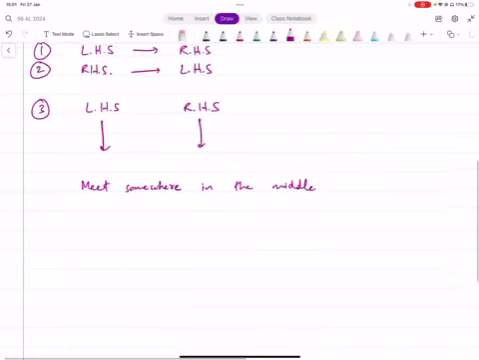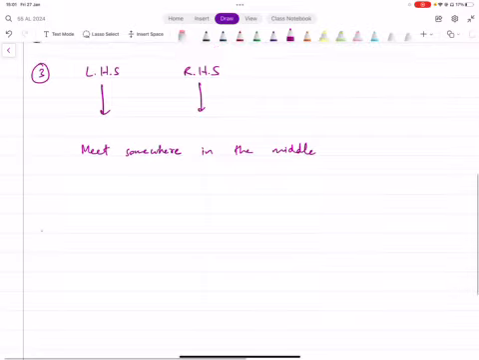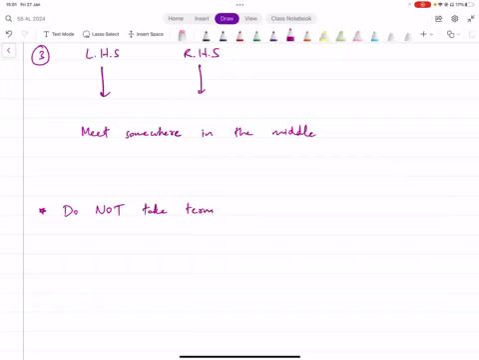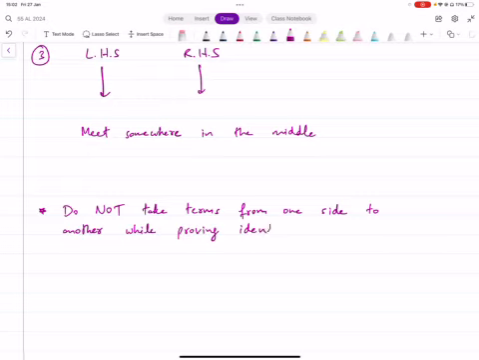There's one thing that you should never do when you are proving identities, and that is you cannot take terms from one side to another. ये नहीं कर सकते कभी भी. Do not take terms from one side to another while proving identities. ये नहीं करना कभी भी.